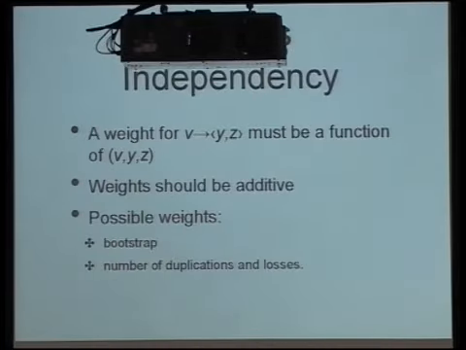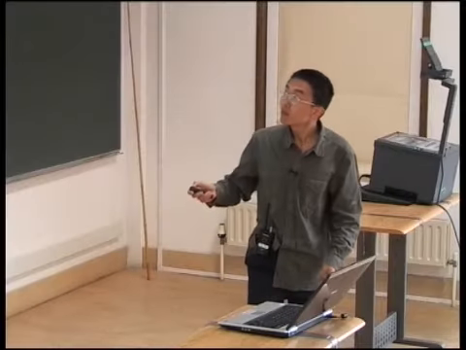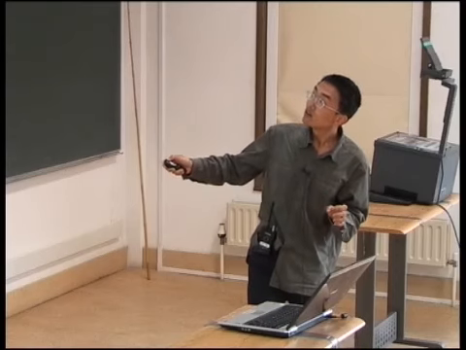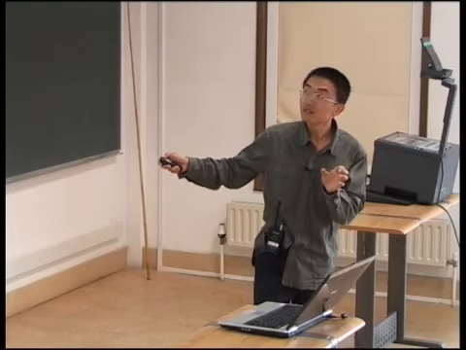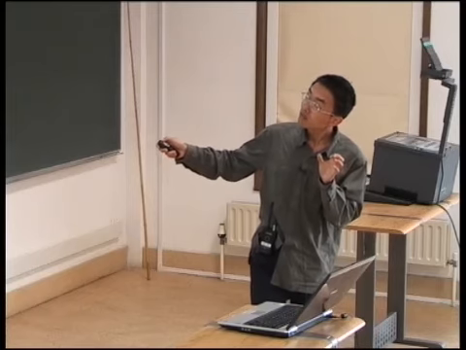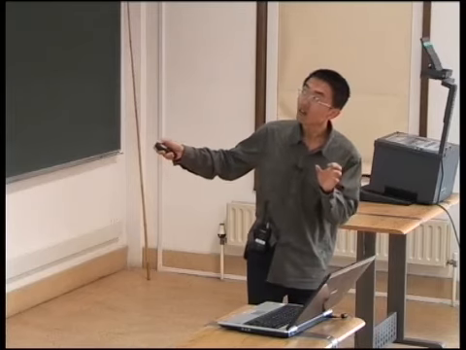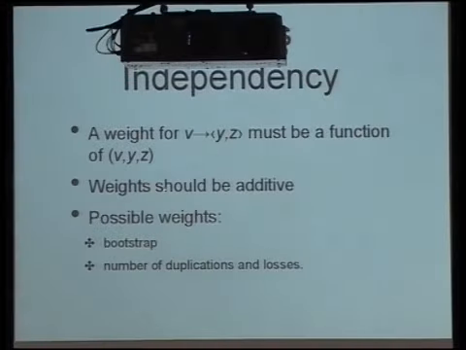This is the top-down CYK. An important thing to note is that the weight has to be calculated independently, which means a weight must be calculated based on 1 rule, but independent of others. This is important. And this limitation makes it impossible to use weights such as maximum likelihood or maximum parsimony. But the possible ones are the bootstrap values, because a bootstrap value can be calculated in this way, and the number of duplications and losses. And in practice, we found this is good enough.